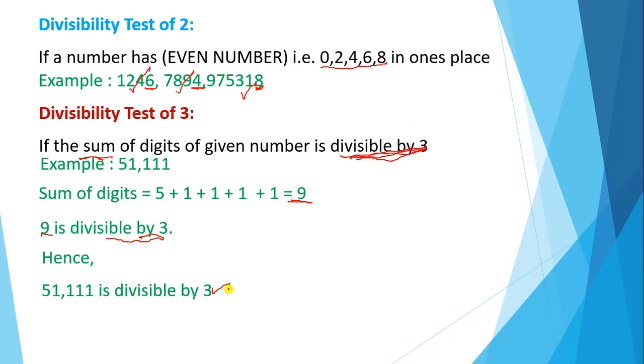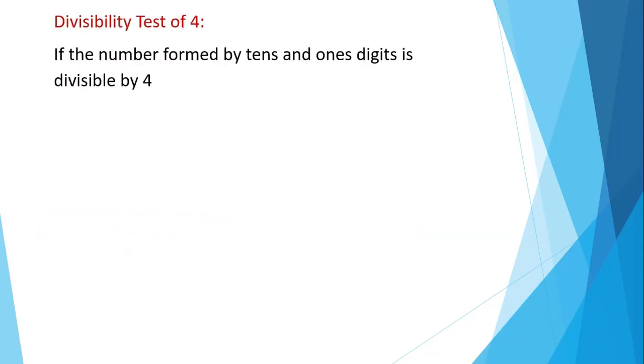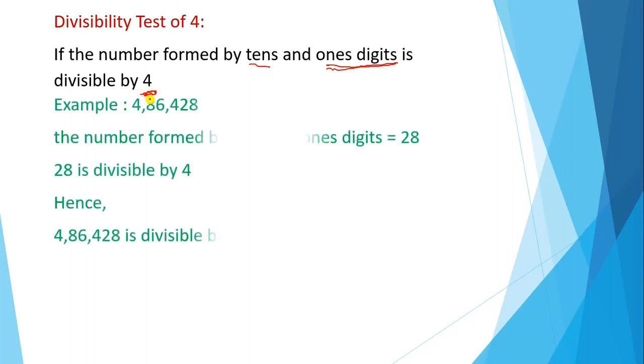We have the next divisibility test, that is the divisibility test of 4. It states that if the number formed by the tens and ones place digits is divisible by 4, then that full number is divisible by 4. Let's look at the example.